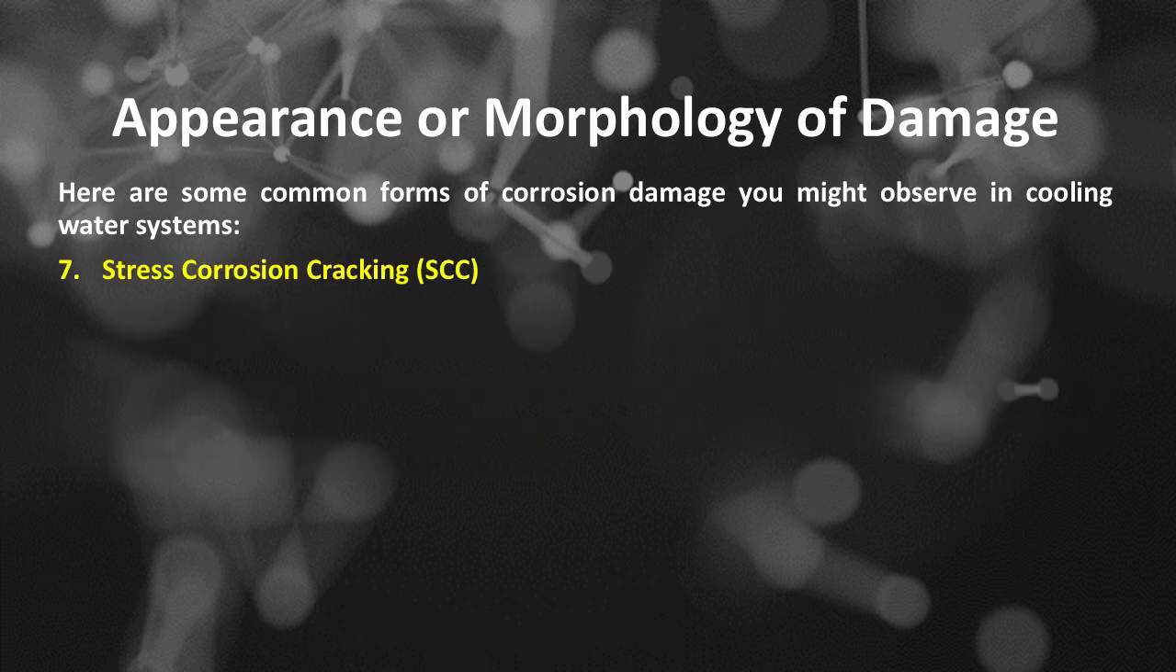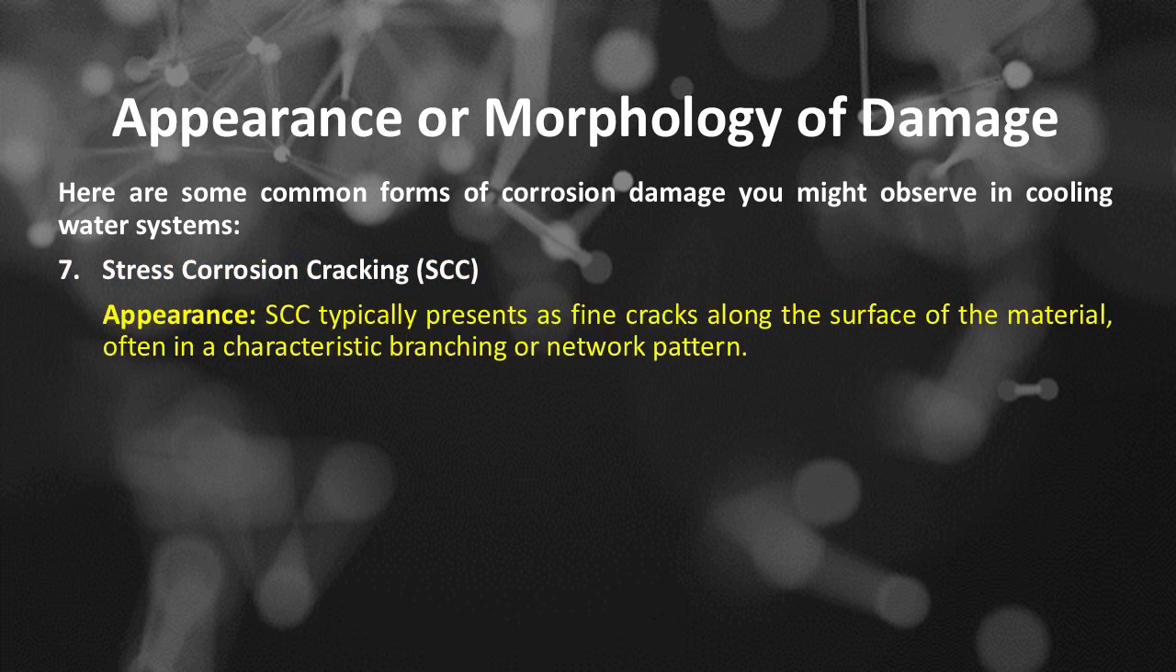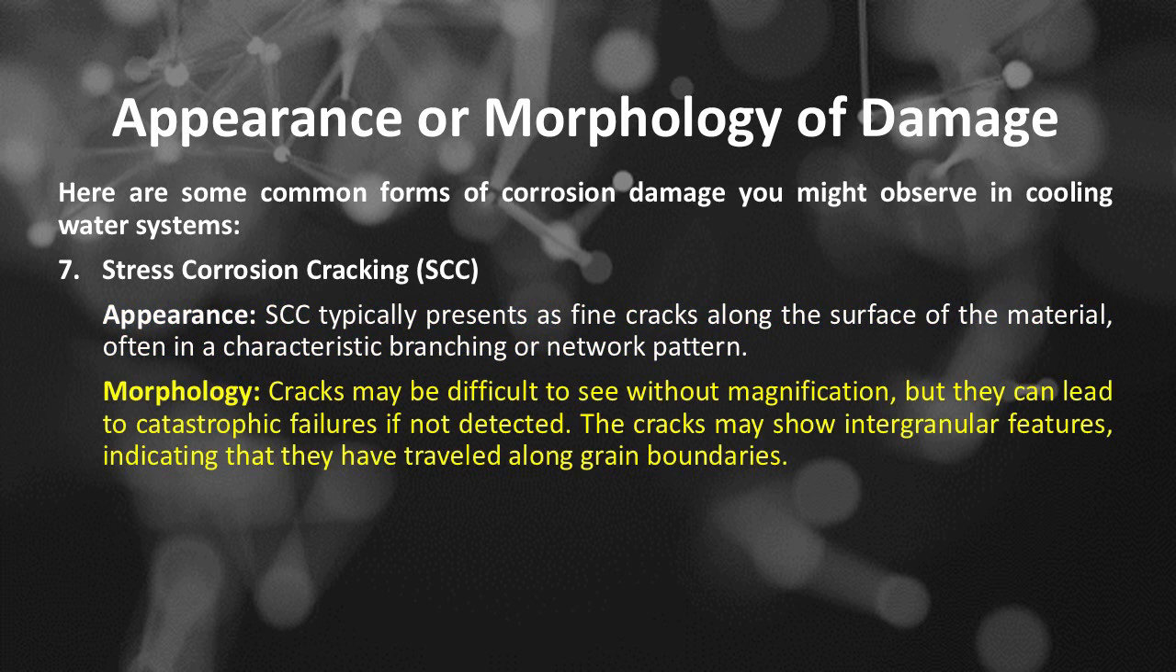Number 7 is stress corrosion cracking, or SCC. Stress corrosion cracking appearance. SCC typically presents as fine cracks along the surface of the material, often in a characteristic branching or network pattern. Stress corrosion cracking morphology. Cracks may be difficult to see without magnification, but they can lead to catastrophic failures if not detected. The cracks may show intergranular features, indicating that they have traveled along grain boundaries.